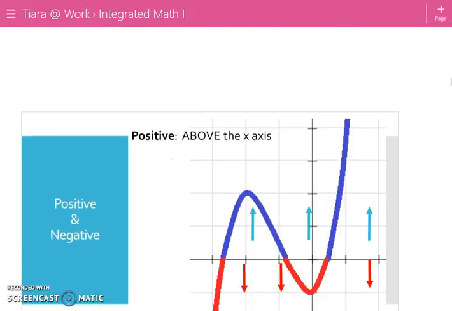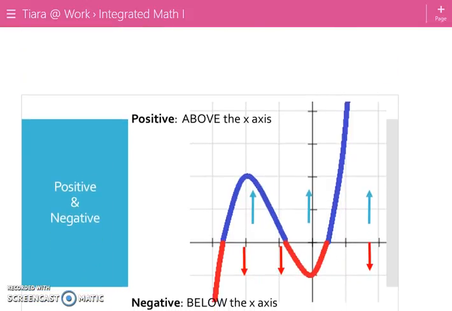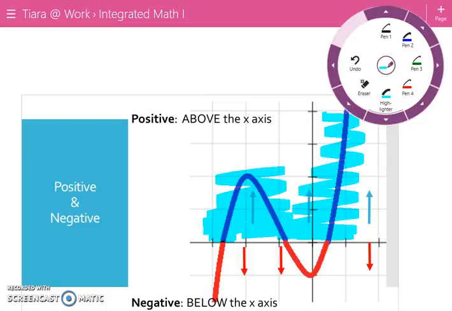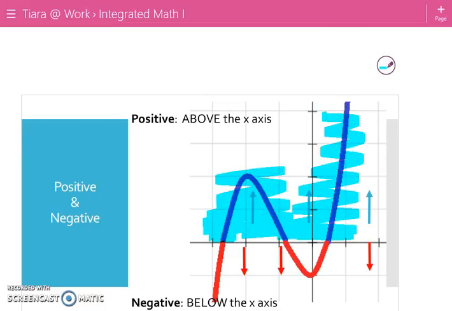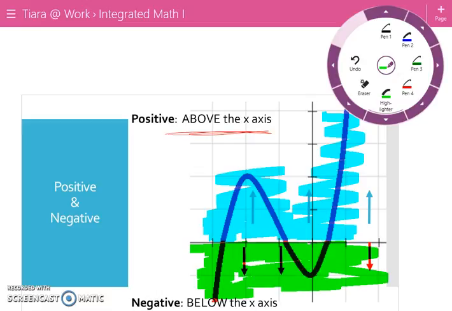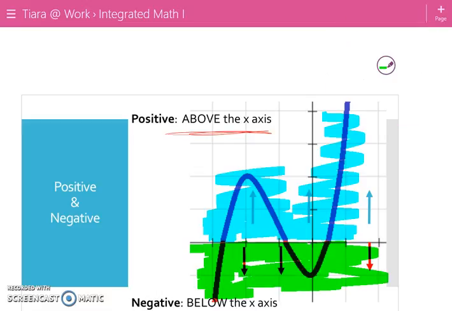Let's jump right into an example. So here we have a graph of a function. We can see here where the blue is, all of this is where the function is positive. These are the places on the graph where the graph is literally above the x-axis, right? And the negative part of the function is when the graph is below the x-axis. So all of this right here is where the function is negative.